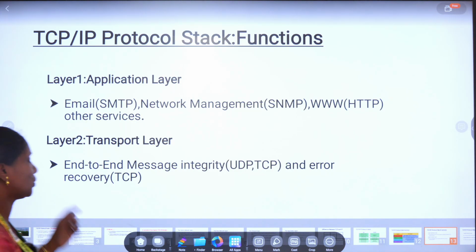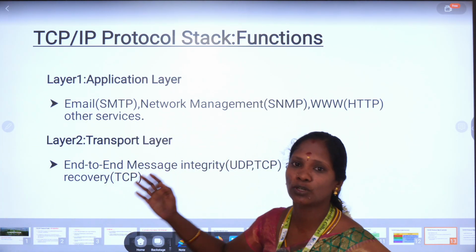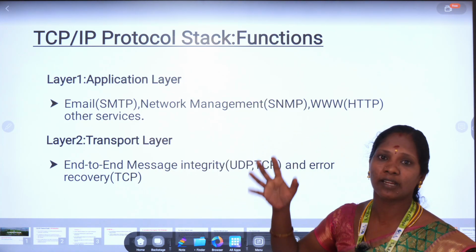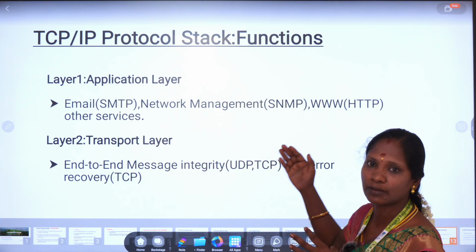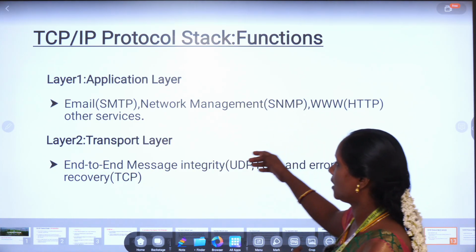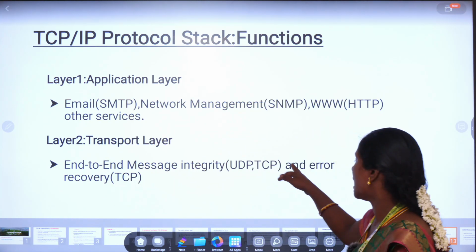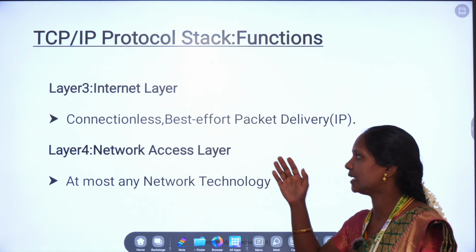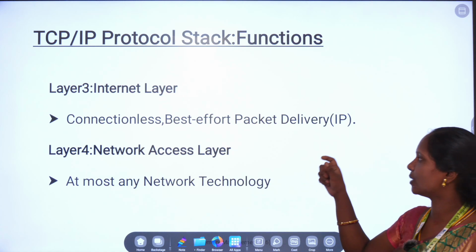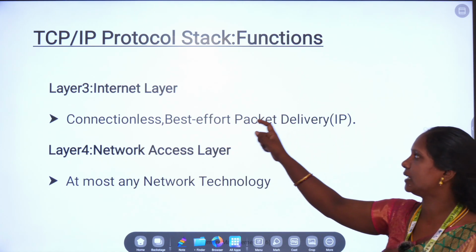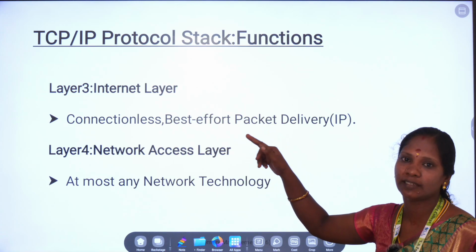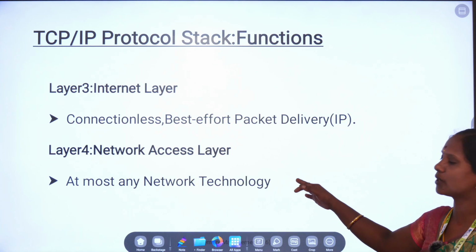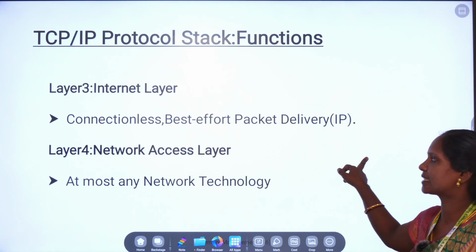And the next one is layer 2, the transport layer. This transport layer is used for transmitting the data from sender to receiver side. When sending the data from sender to receiver, it means error-free, end-to-end packet delivery. Everything should be done in the TCP layer. It is for end-to-end message integrity and error recovery. Then next, layer 3. Layer 3 is the internet layer. The internet layer is connectionless and best effort packet delivery. That's why we use the internet layer. This internet layer is called the internetwork layer. And then the fourth layer is the network access layer. Here almost any network technology can be accessed in the network access layer.